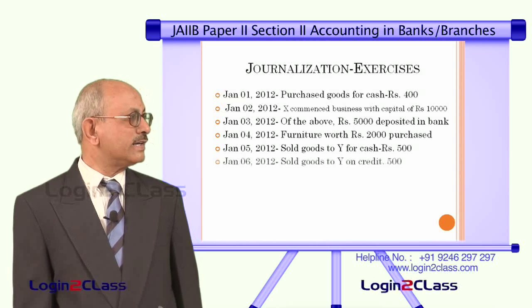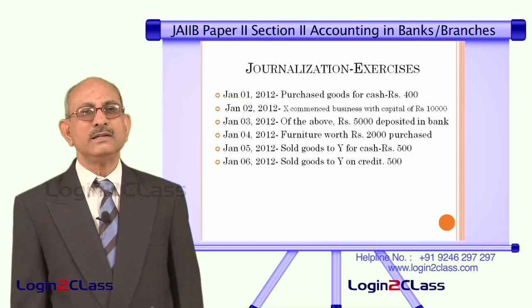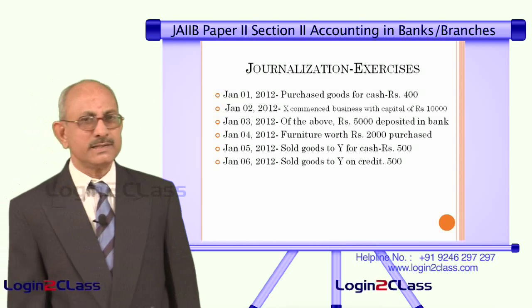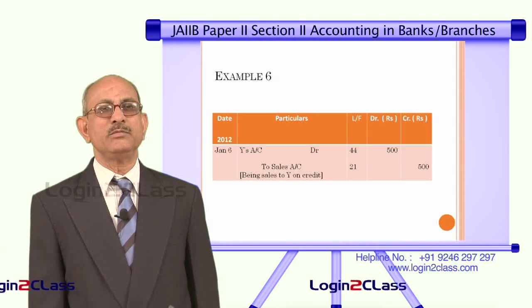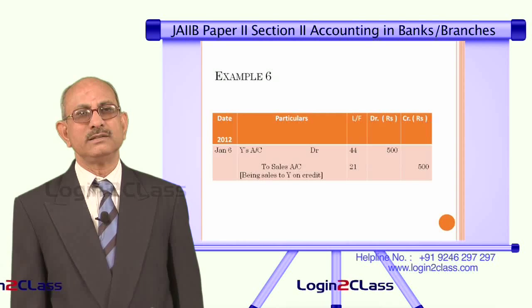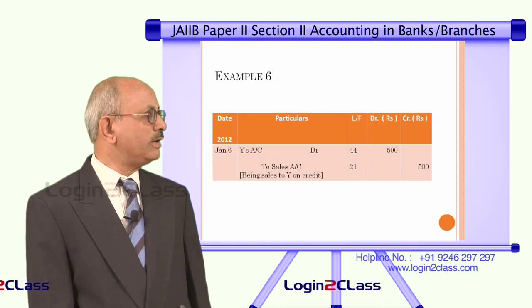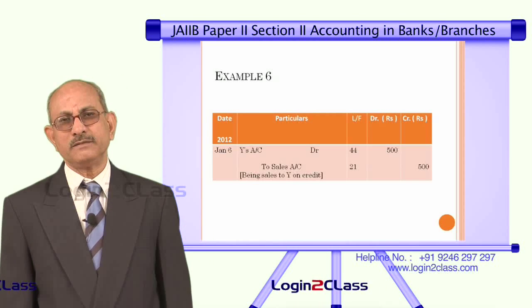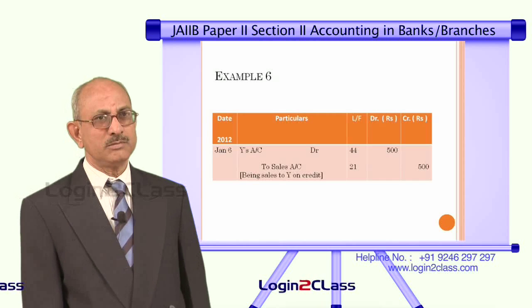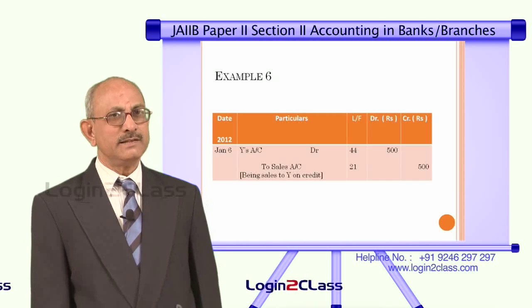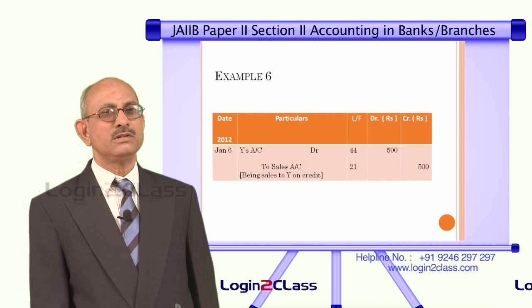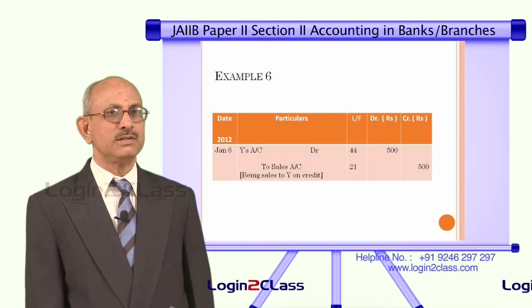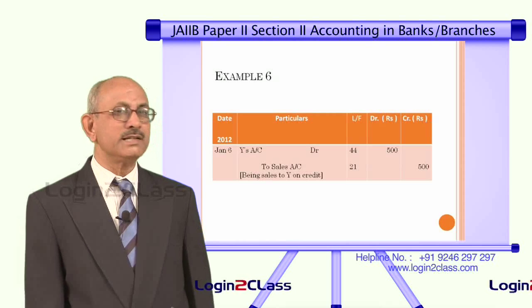Sold goods to Y on credit rupees 500. Here it is similar to the earlier transaction, except that instead of selling it on cash, he has sold it on credit. That means no money has come into the entity. It is a credit. So which are the accounts which are affected? One is of course sales account, because the entity has made sale. Second is Y's account. Y has taken the goods on credit. So Y's account is coming into picture here.